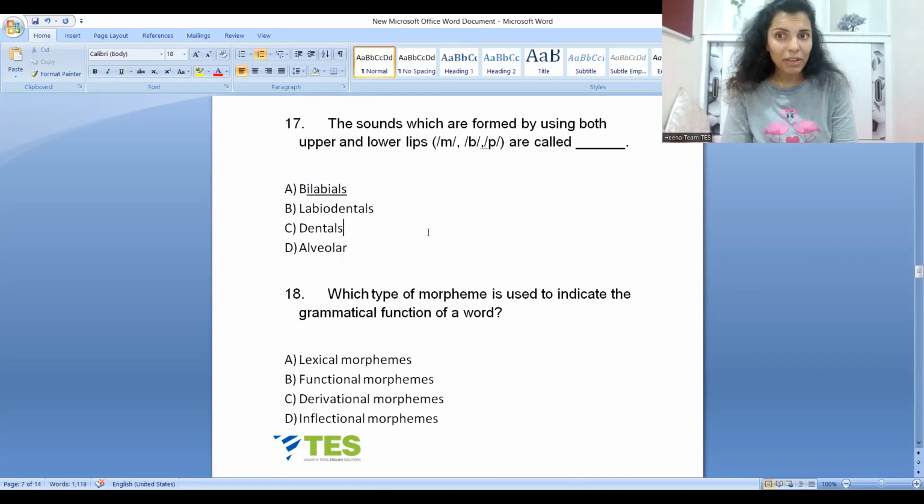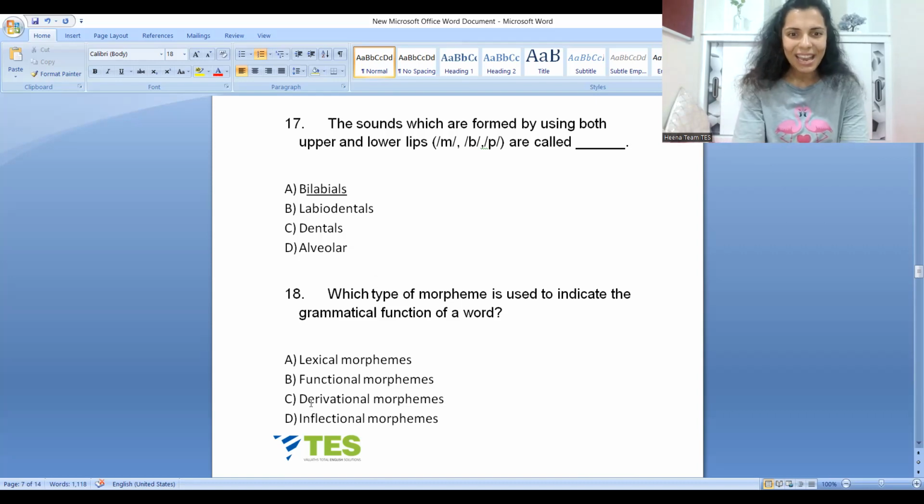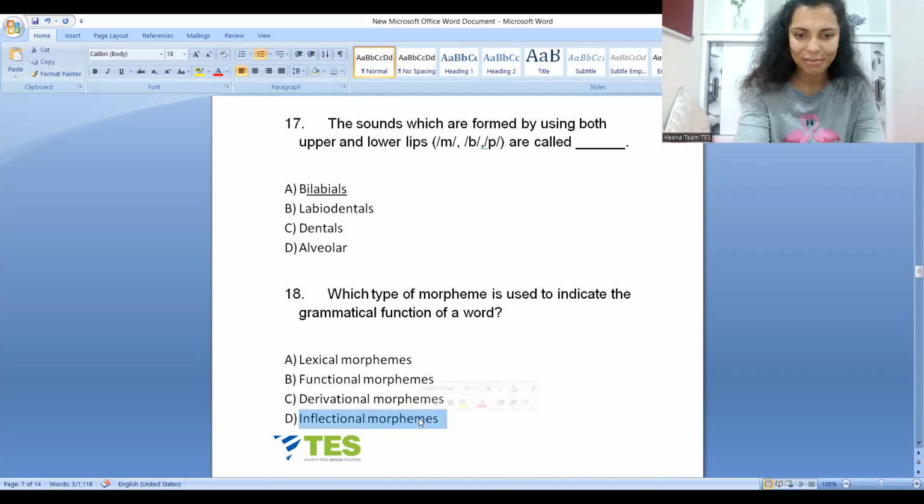Okay. Question number 18. Which type of morpheme is used to indicate the grammatical function of a word? Okay. A, lexical morphemes. B, functional morphemes. C, derivational morphemes. Or D, inflectional morphemes. You know it? Yes, you do. It is option D, inflectional morphemes.